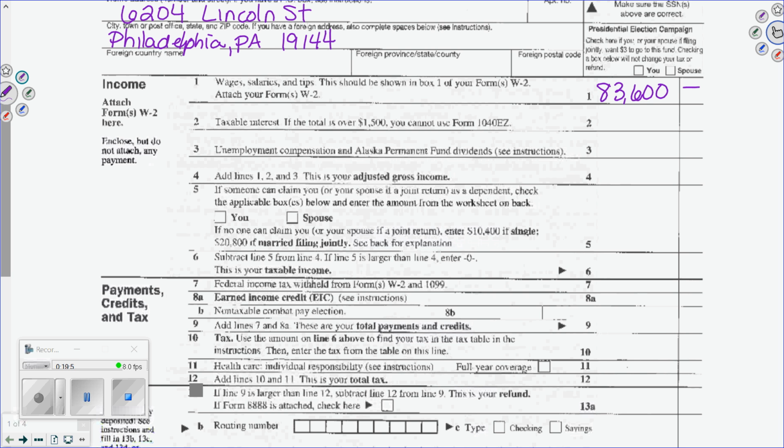All right, number 2, taxable interest. If the total is over $1,500, you cannot use form 1040 EZ. What did we have for taxable interest? We had the interest that she got. Is it over 1,500? No, so we're okay to use that. Or was it 956?